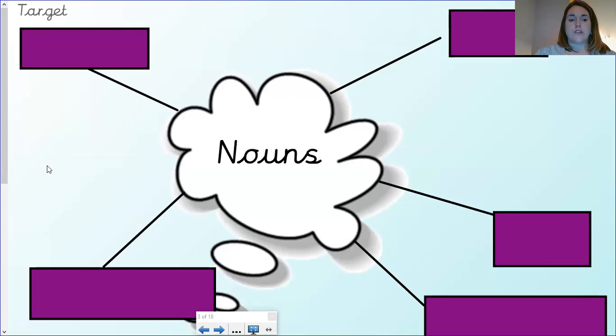Now your first challenge then is to guess what nouns I have put under these purple boxes. Which words do you think you might find under these purple boxes? I'd like you in your books underneath your date and WALT to write down 5 possible words, please. Pause the video and have a go.